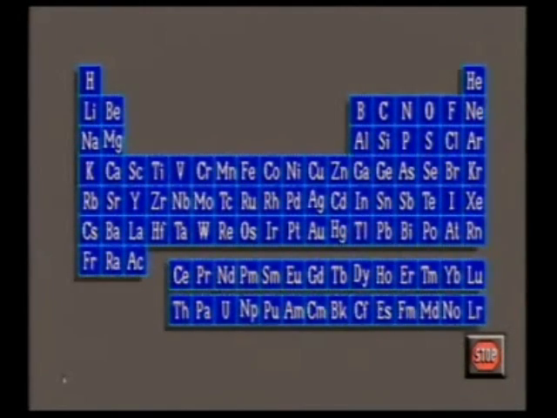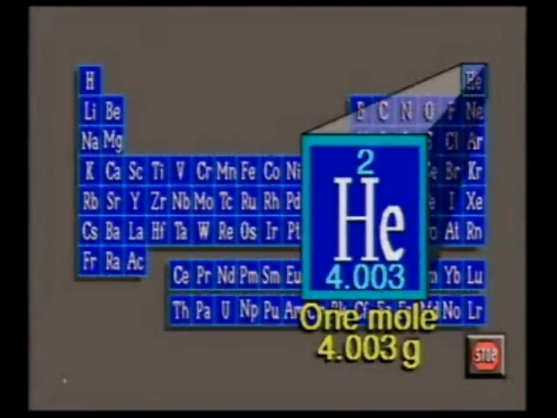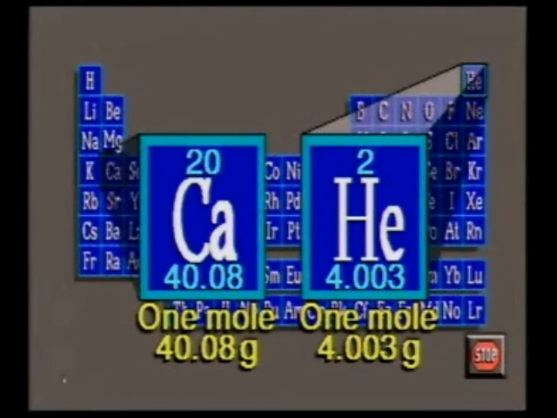The periodic table shows the atomic mass of each element. Since a mole always contains the same number of atoms, the mass of 1 mole of an element is equal to its atomic mass in grams. So, 1 mole of helium is 4.003 grams, and 1 mole of calcium is 40.08 grams. The mass of 1 mole is called the molar mass of an element.